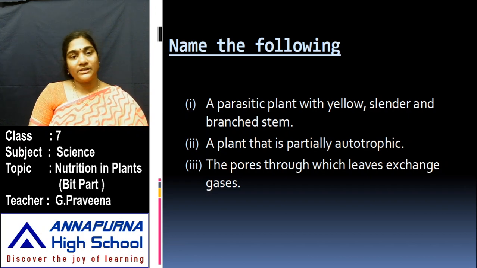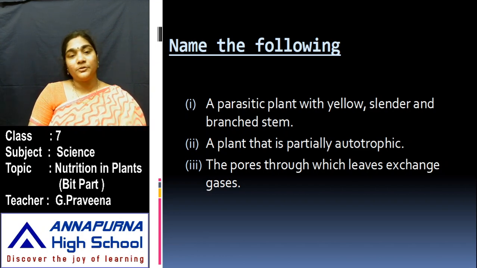And the second one is a plant that is partially autotrophic. It is also a plant. So it has chlorophyll, which performs the process of photosynthesis. But its nitrogen requirement is taken from something. They take it from the insects. So what are those plants called as? As they take their nitrogen requirement from insects and they also have chlorophyll, they undergo the process of photosynthesis. So they are called as partially autotrophic. So what are those plants?